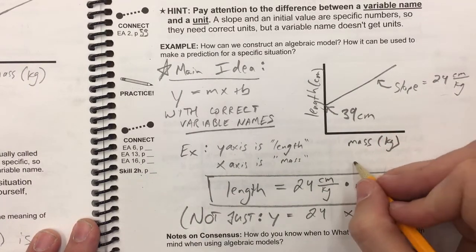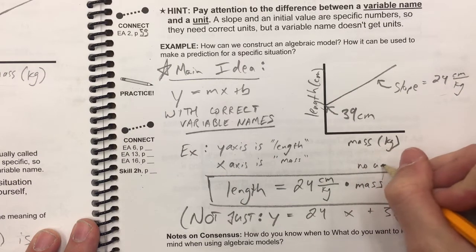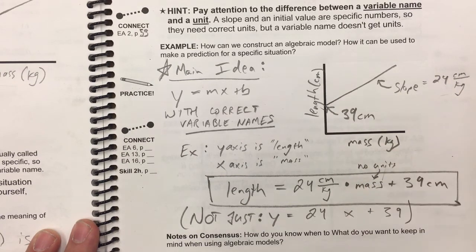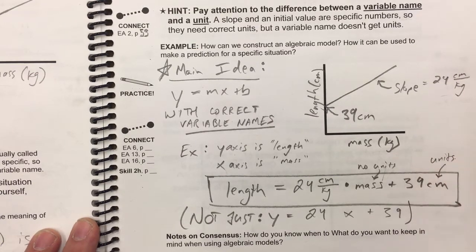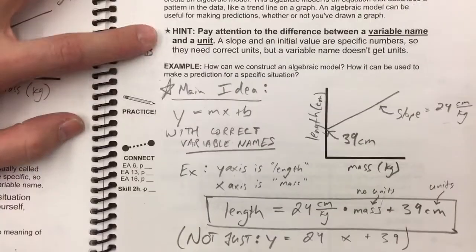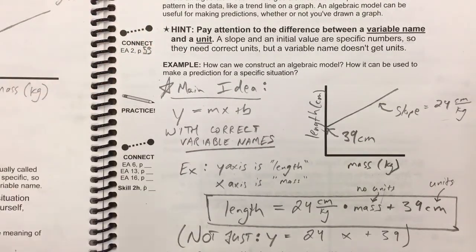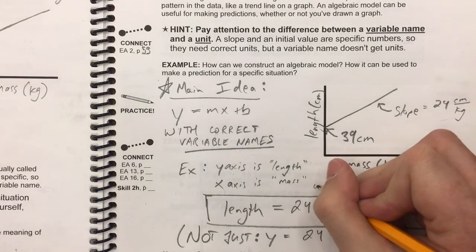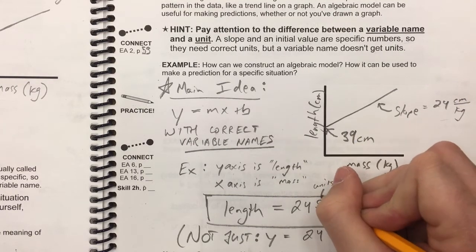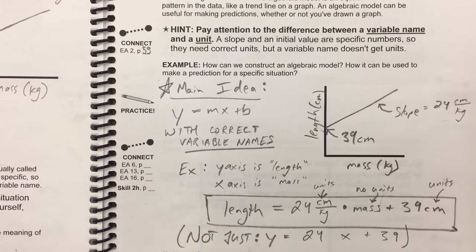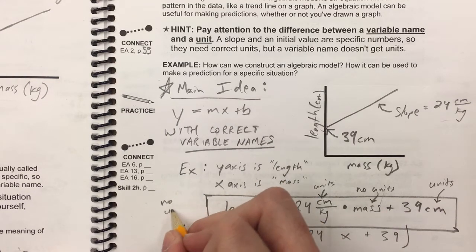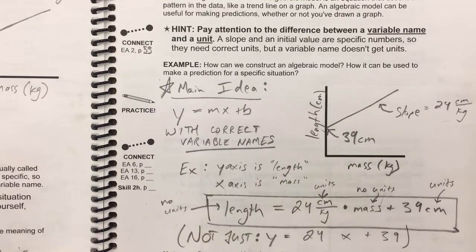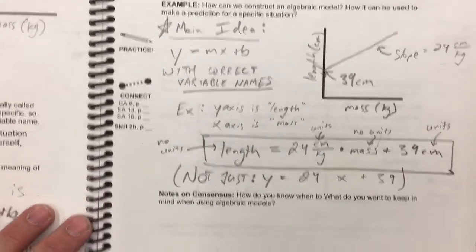Notice, this number, mass, doesn't have units. But this number has units. That's this clue right up here. The slope and the initial value, they have units, but the variable names don't have units. So make a note to yourself to remind yourself that the variable names do not have units. I could even add this here. No units there. So one last note that we want to keep in mind here.